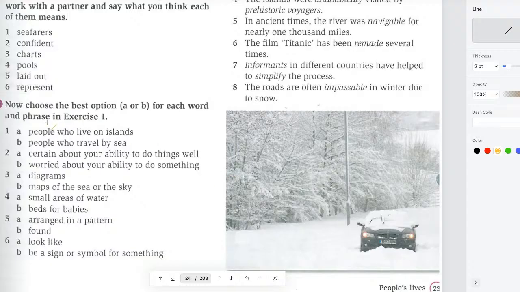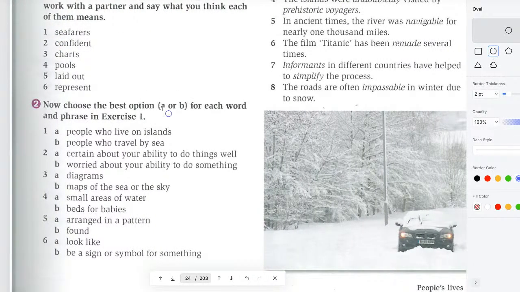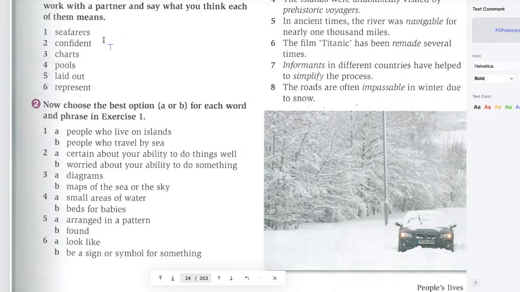One, B, right? People who travel by sea, so that is seafarers. So you can choose that. You can circle that, or you can write B next to number one. I think it's easier. 1B, seafarers. Seafarers mean people who travel by sea. Now number two, confidence.